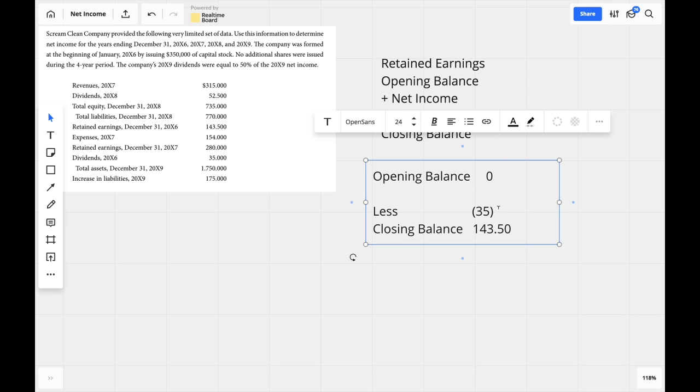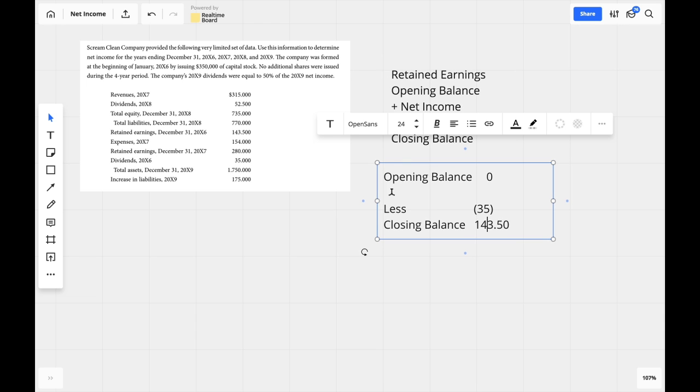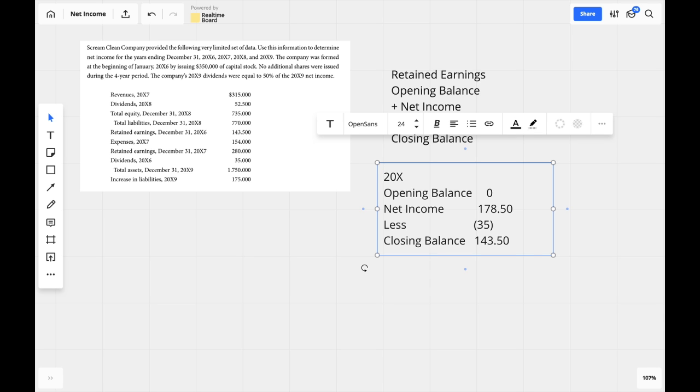So what you would probably then do is work it backwards to work out what the profit is going to be, or the net income to be precise. So really, you take the 143.5, and to get back to our net income, we've got to add back the dividend because that's the closing balance, and then we get back to the net income. So the net income is 178.5 if you work that out, and this is for 20x6.